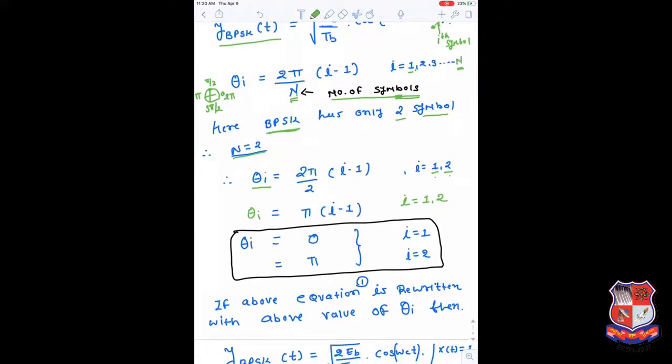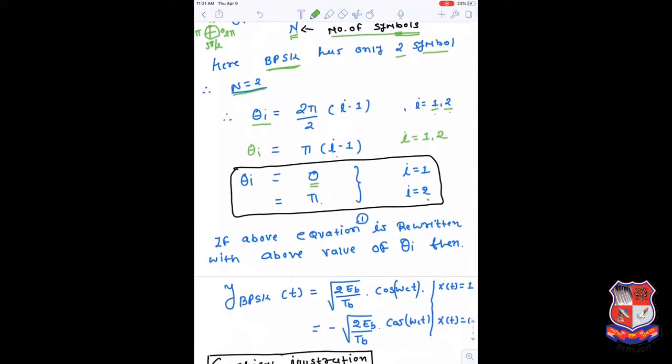So first we place I is equal to 1 in this equation. So we are getting theta I is equal to 1 minus 1, 0. So we have a 0 phase. And if we place I is equal to 2 here, that is 2 minus 1, pi. So the two symbols in binary phase shift keying can be represented with two different phases. It is 0 and pi. So we can say binary phase shift keying has two symbols. The first symbol is S1, which can have a phase of 0 degrees. The other symbol S2 can have a phase of pi.